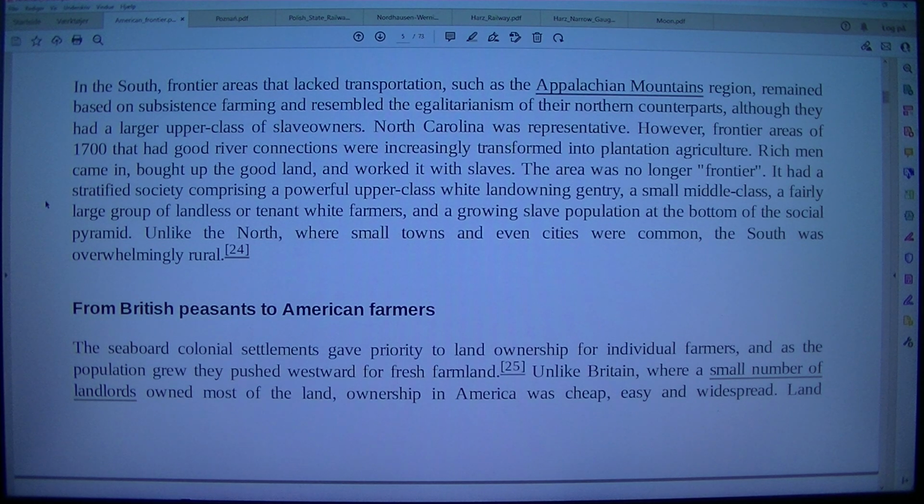It had a stratified society comprising a powerful upper-class white landowning gentry, a small middle class, a fairly large group of landless or tenant white farmers, and a growing slave population at the bottom of the social pyramid. Unlike the North, where small towns and even cities were common, the South was overwhelmingly rural.